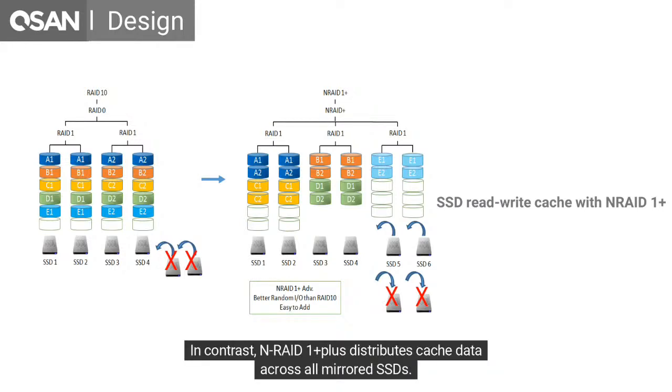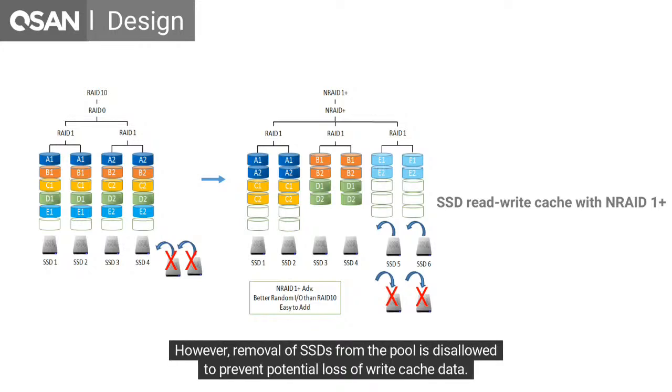In contrast, nRAID 1 Plus distributes cache data across all mirrored SSDs. This technology offers data protection and superior random I/O compared to RAID 10. Moreover, it allows easy SSD addition to the cache pool for capacity expansion. However, removal of SSDs from the pool is disallowed to prevent potential loss of write cache data.